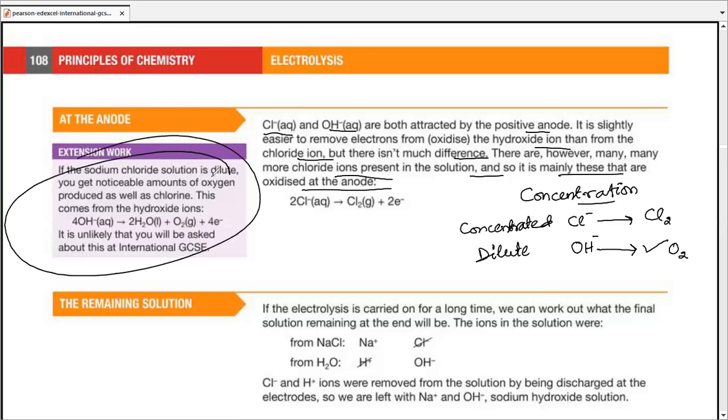If sodium chloride solution is dilute, we have a noticeable amount of hydroxide ions, then these will be the successive ones to get to the electrode. This would form water, but water was already a part of the system, so we don't really consider it as a product. However, they also form oxygen gas along with releasing some electrons in an oxidation reaction. So this is the equation that we use. How do we come up with this equation? It is very unlikely you'd be asked this question at this stage.